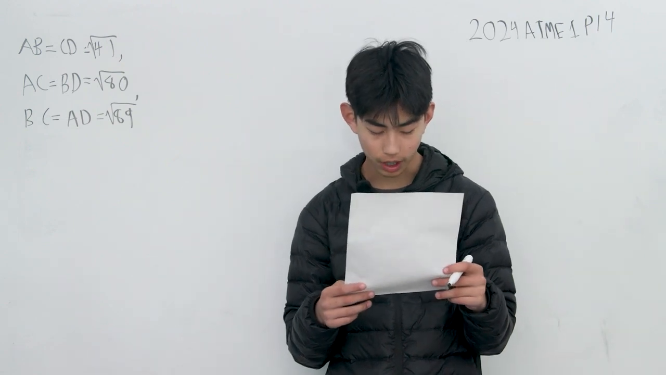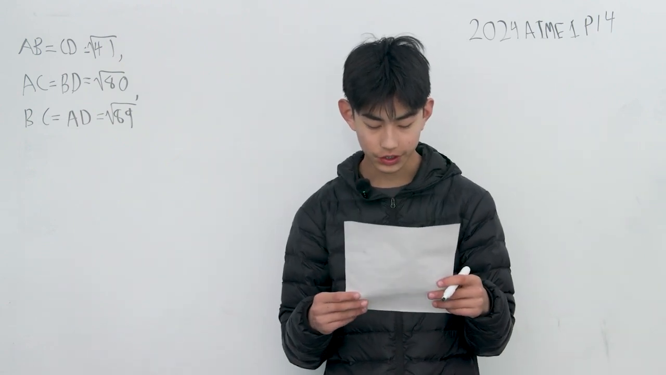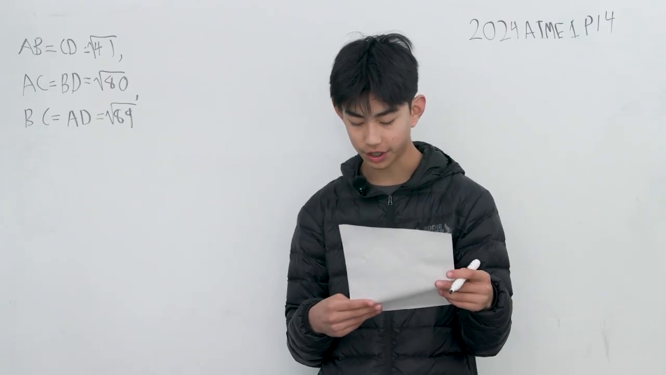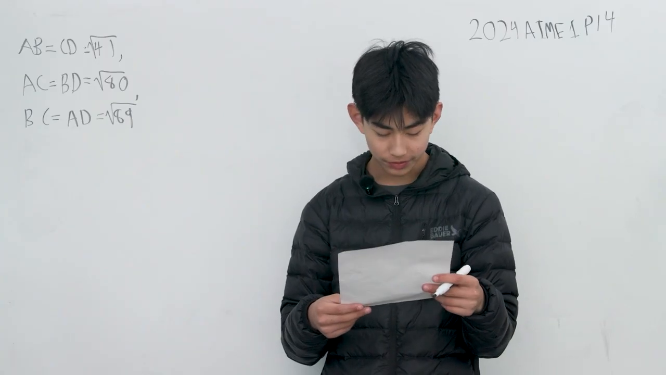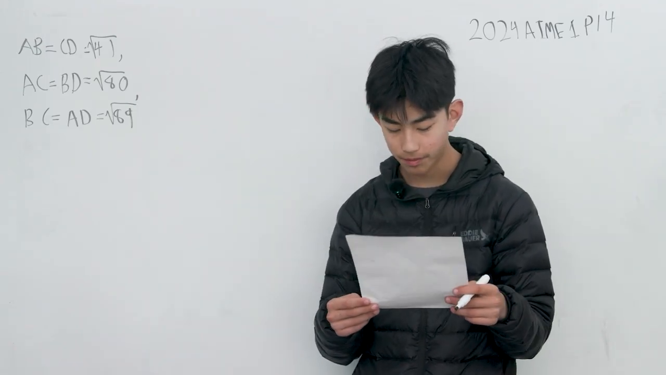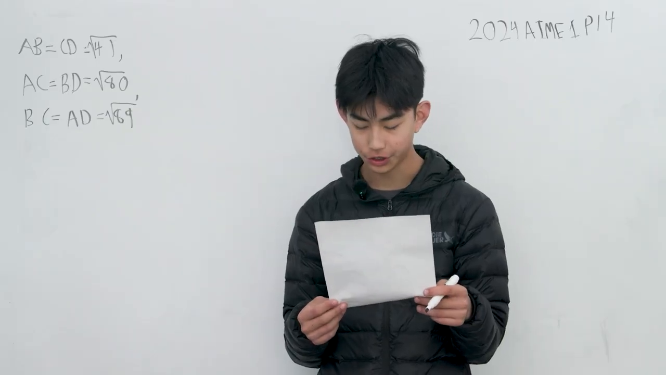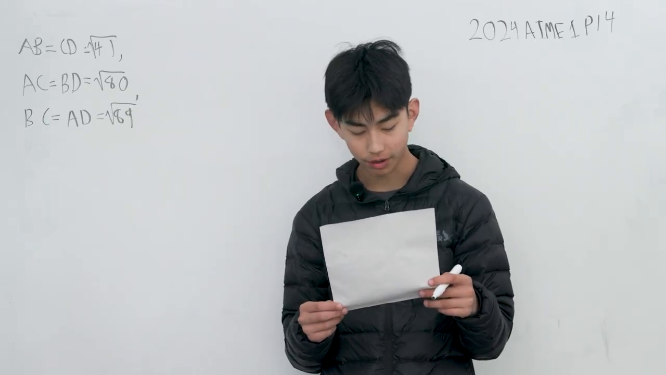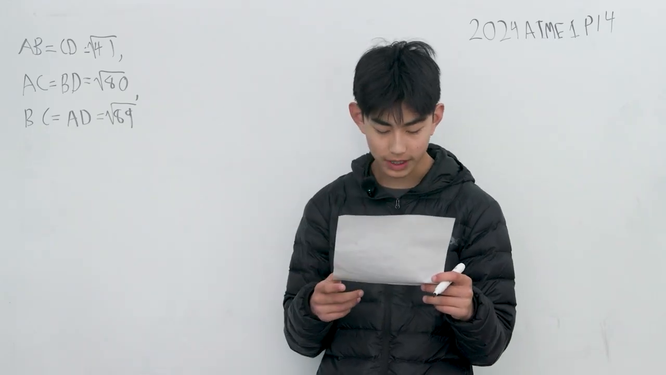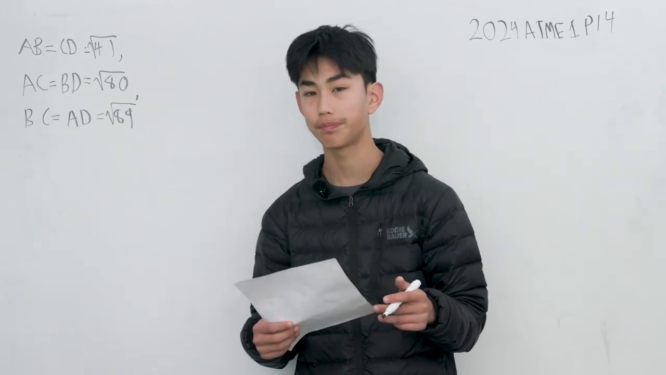There exists a point I inside the tetrahedron such that the distances from I to each of the faces of the tetrahedron are all equal. The distance can be written in the form m root n over p, where m, n, and p are positive integers. m and p are relatively prime, and n is not divisible by the square of any prime. Find m plus n plus p.